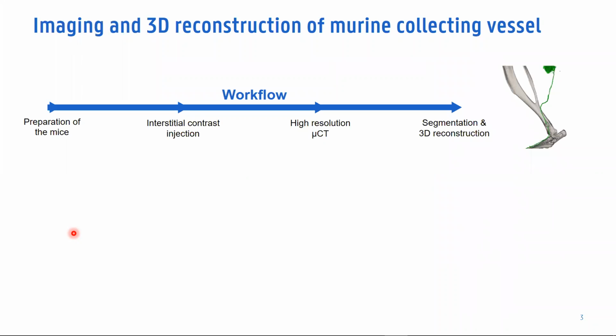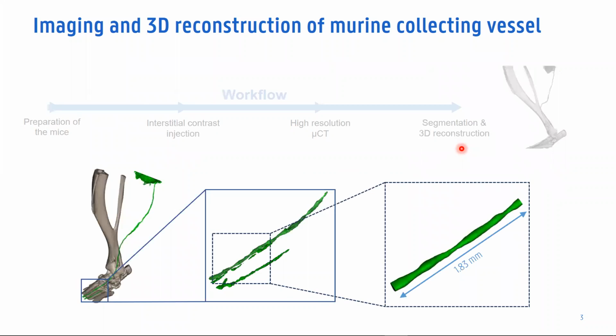To acquire the morphology of the lymphatic vessels, we first injected the contrast agents into the interstitium and then visualized it using high-resolution micro-CT. We then segmented and 3D reconstructed the resulting images, giving us this popliteal collecting vessel.